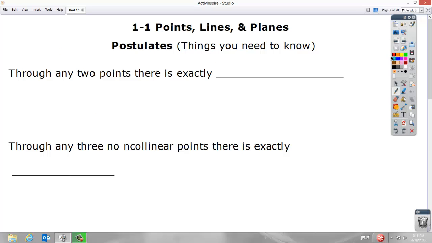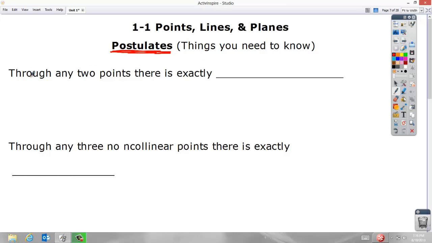All right, last page. We're on to some postulates. Postulates are a vocabulary word, so you need to have that in your flashcards. But for our purposes, a postulate is just a thing you need to know. Okay? And I'll also say this. A postulate is a thing you need to know that you wouldn't have known on your own. Okay? It's not something that you could prove. It's something that you have to kind of accept.